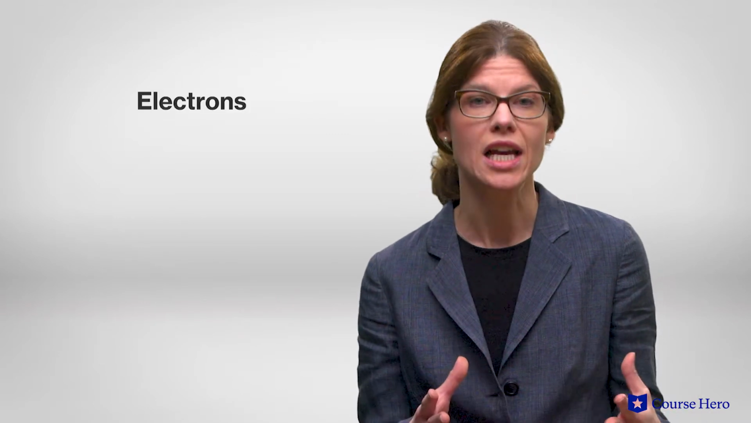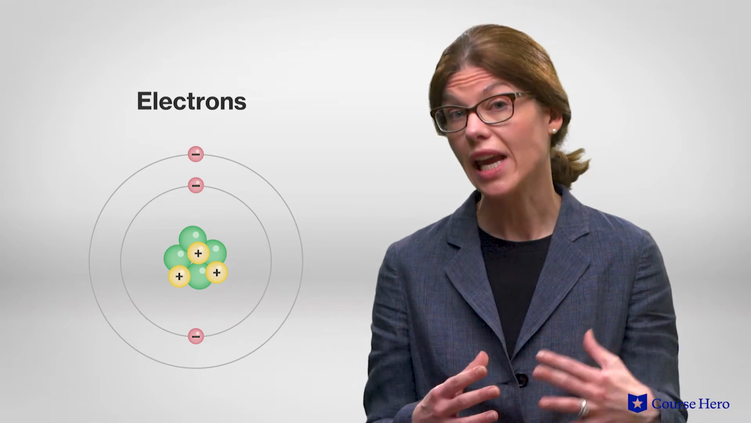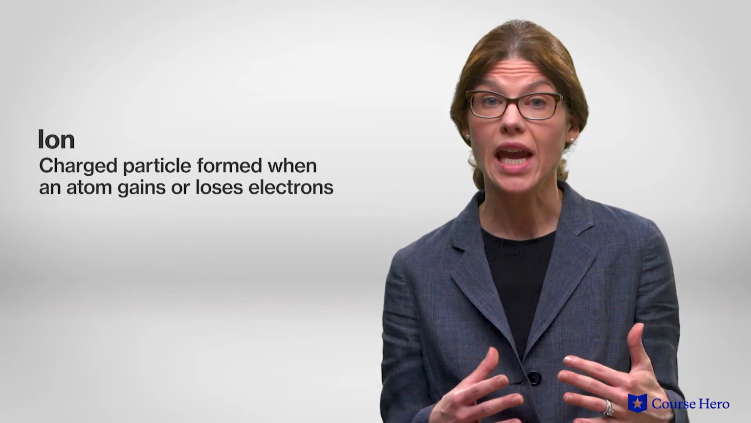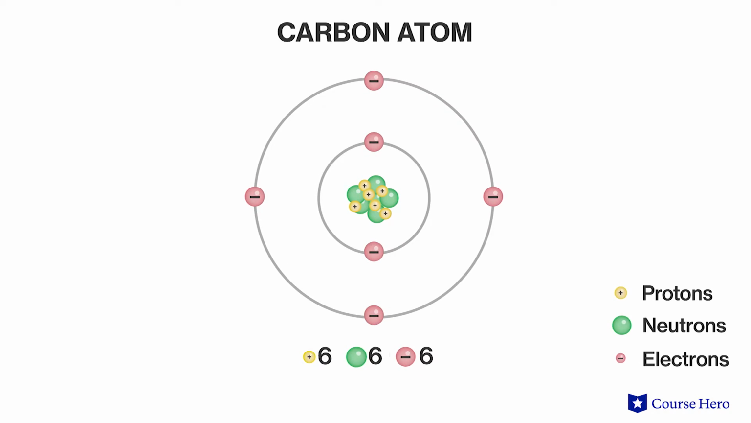We spent a lot of time talking about protons and neutrons. Let's focus our attention now on electrons. It turns out that atoms have the ability to gain or lose electrons, and when this happens, an ion is formed. Atoms which neither gain nor lose electrons are neutral. For example, a carbon atom has 6 negatively charged electrons and 6 positively charged protons. These charges cancel each other out, leaving you with a neutral atom.